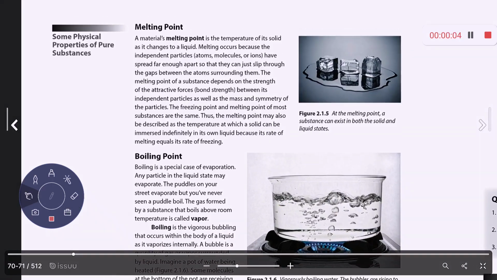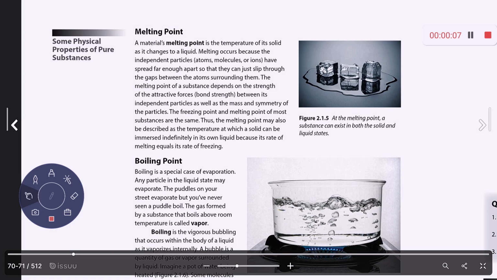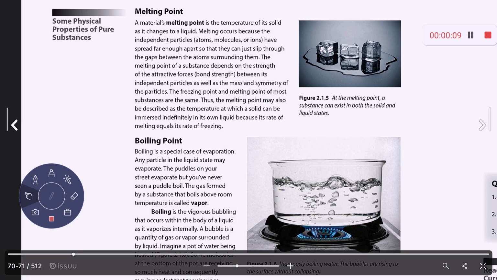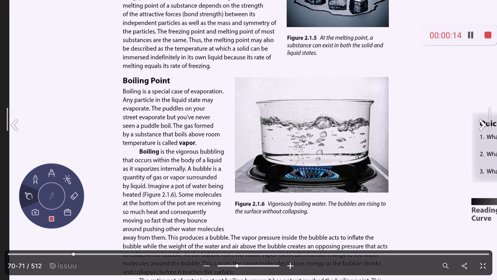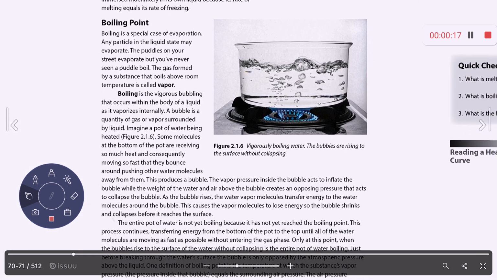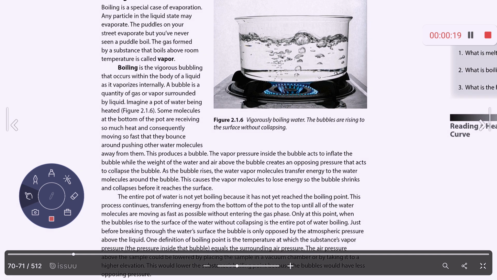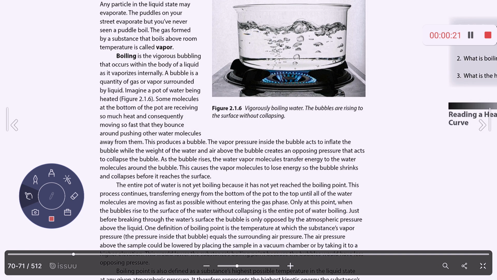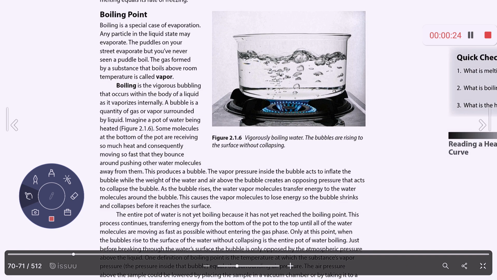Melting point. That's when a solid converts into a liquid. The particles get far enough apart that they can slip in between the gaps from one another. And then boiling point, that's just a special case of evaporation. That's where the water molecules, in this case, are being heated. They quickly move away from each other due to the kinetic energy that they have from the heat, and they form a bubble. Inside that bubble, you will have water molecules get trapped, and then they will escape into the gas phase.